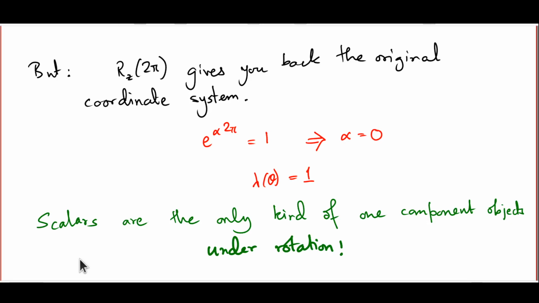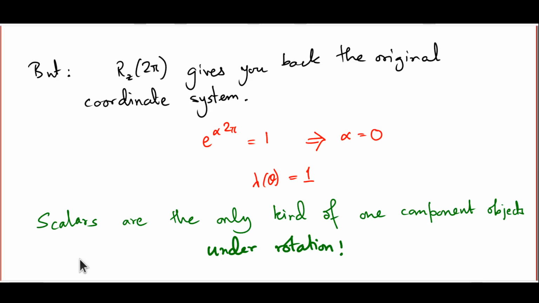And that means that the only possibility that you really have is lambda of theta has to be equal to 1. So scalars, the things which get multiplied by 1, or rather do not change when you rotate your coordinate system, are the only kind of one component objects as long as you're sticking to rotations and rotations only.